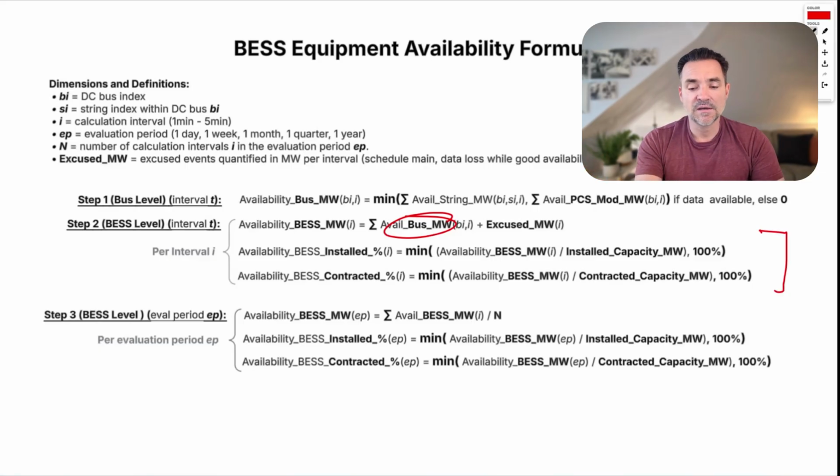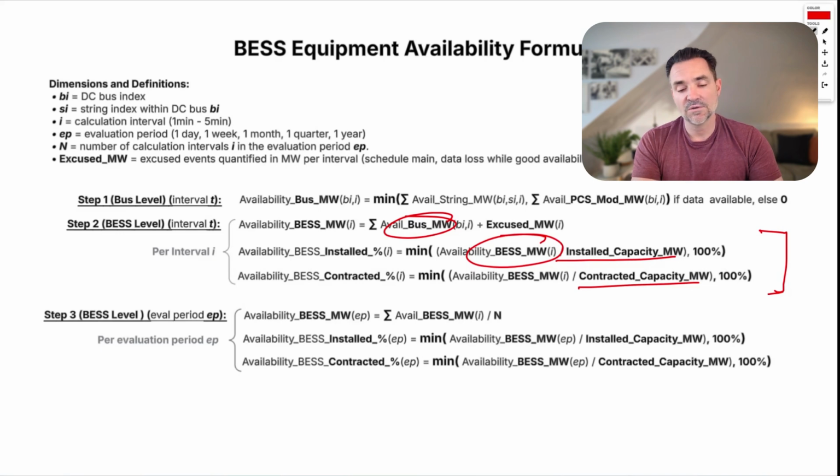So then from the megawatts, you could reconvert everything to percent, percent of installed or percent of contracted. So you would take your BESS megawatts available, divide them by your installed capacity or your contracted capacity to get these 2 different percentages of availability. Now, this is still at the interval level, at the 1 minute level. So here we can make a nice time series chart of how your availability has evolved over time.